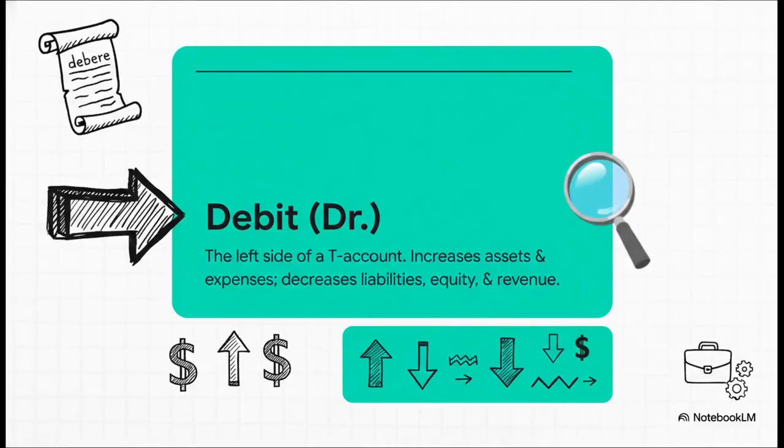First up, let's talk about the left side. The left side of any T account is always the debit side. You'll often see it abbreviated as DR. Now, that comes from the Latin word debere, which means to owe. But for our purposes, I want you to burn this into your brain. Debit equals left side. That is its permanent address. And depending on the type of account, a debit can either increase it or decrease it.